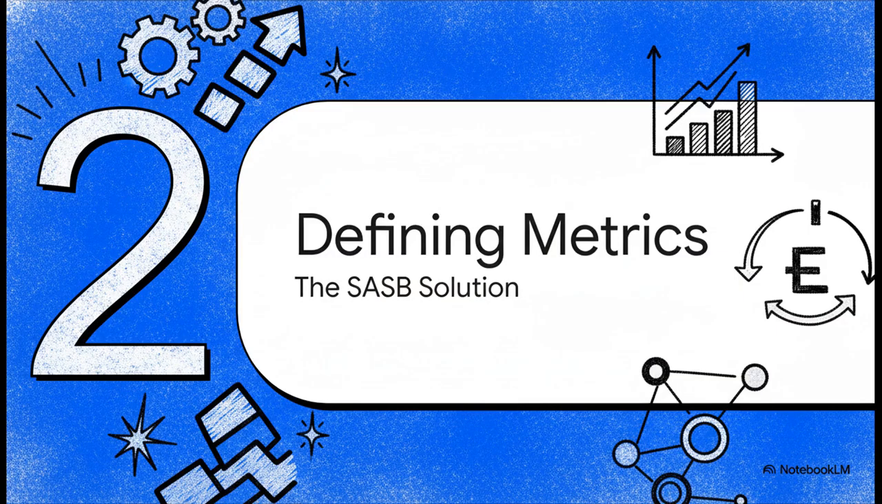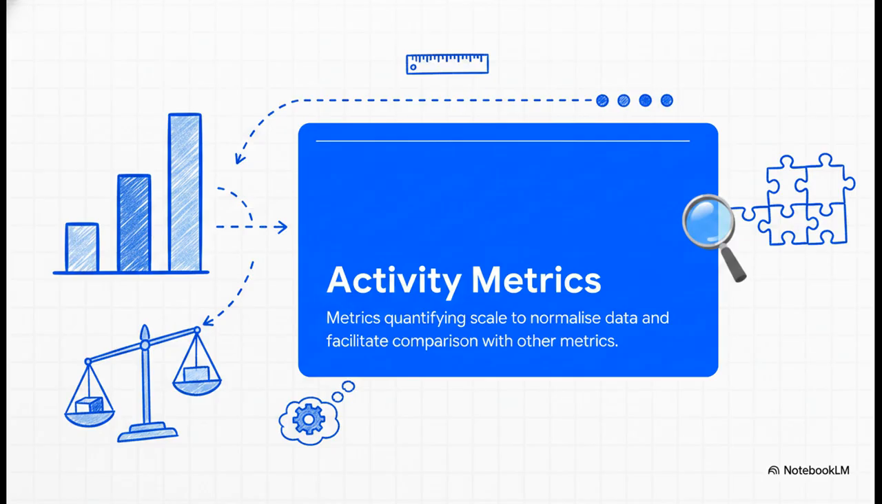Which brings us to section 2, defining activity metrics. Now, the official SASB standard gives us this really elegant definition. It says activity metrics are, and I'm quoting here, metrics which quantify the scale of specific activities or operations by an entity and are intended for use in conjunction with other metrics to normalize data and facilitate comparison, end quote. Okay, so the crucial part is right there in the text. These metrics aren't necessarily indicators of good or bad performance all on their own. Instead, they're the vital tools, the specific measurements of scale that actually allow us to normalize data. Basically, they're the missing piece of the puzzle we've been looking for.